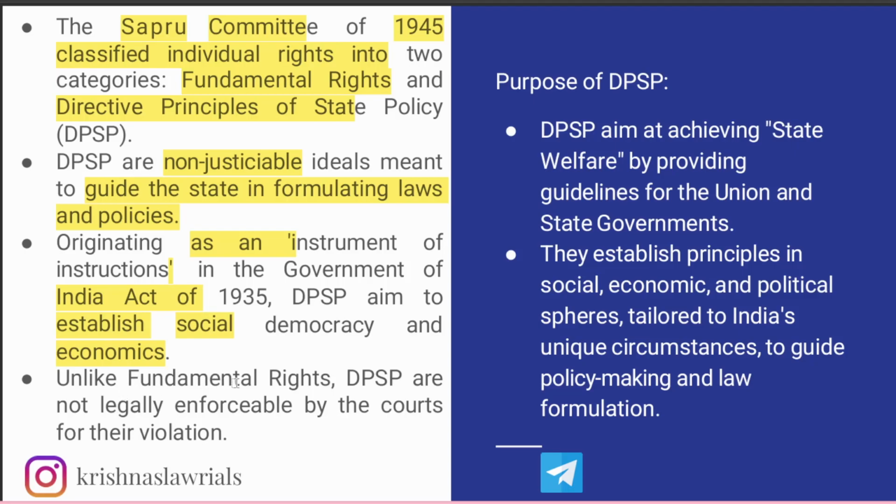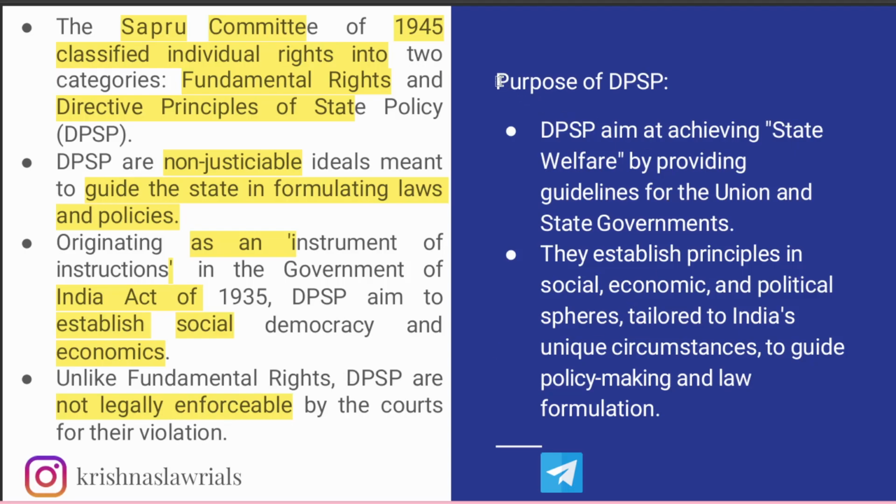Unlike the fundamental rights, DPSP are not legally enforceable by the court. So we have seen, right, these are non-justiciable and non-enforceable. In a sense, we can't claim it as we do with fundamental rights. We can't approach the Supreme Court, nor the High Court, whenever fundamental duties and DPSP are breached or not enforced.